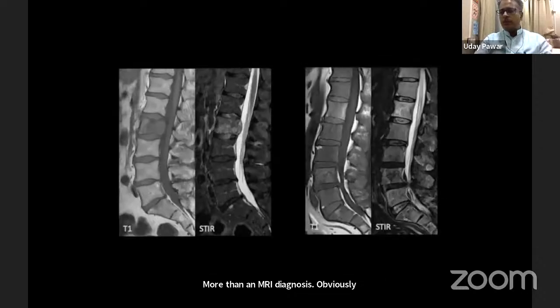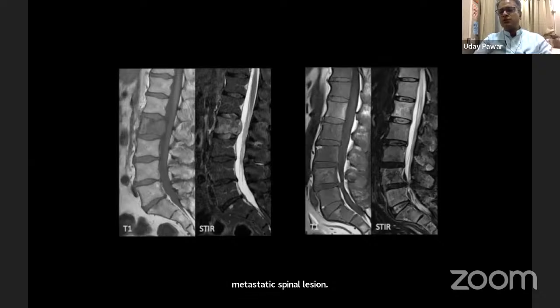Obviously, the MRI then picks up a localized metastasis, as in the image on your left-hand side, where there is ballooning out of the cortices, especially the posterior cortex. You should suspect metastasis by and large, or some malignancy in these patients, either primary or a metastatic spinal lesion. So an MRI definitely picks that up earlier.